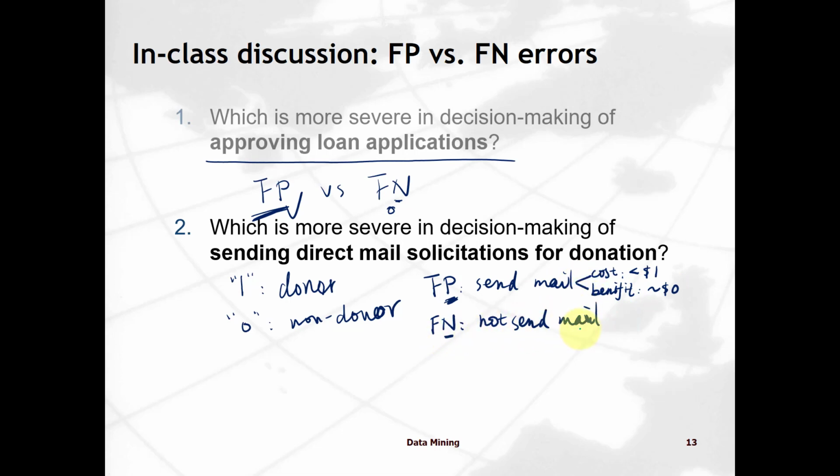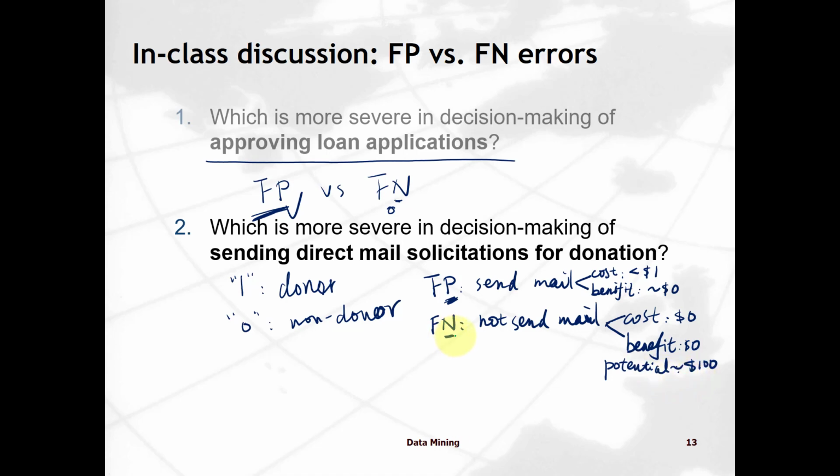But in the case of false negative, because the algorithm determined that the person will be a non-donor, the cost will be zero because by following the classification result, the company will not send a mail. By not sending a mail, there will be no benefit. However, there is potential benefit of a large donation here. It could be to the magnitude of $100 or something dollars.